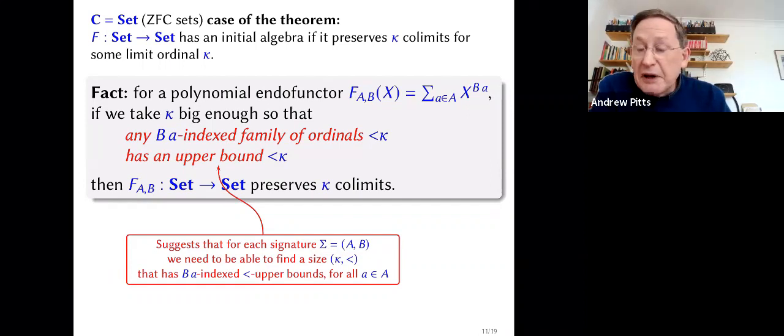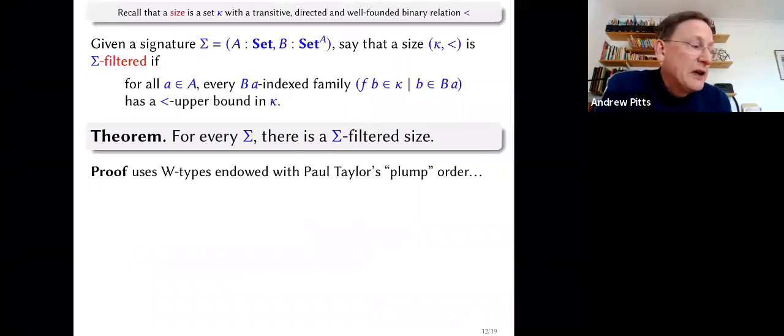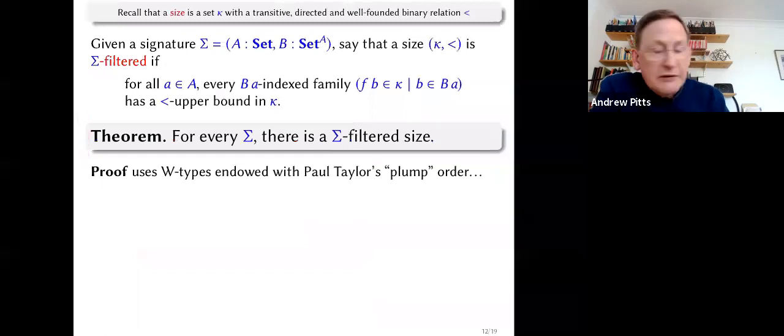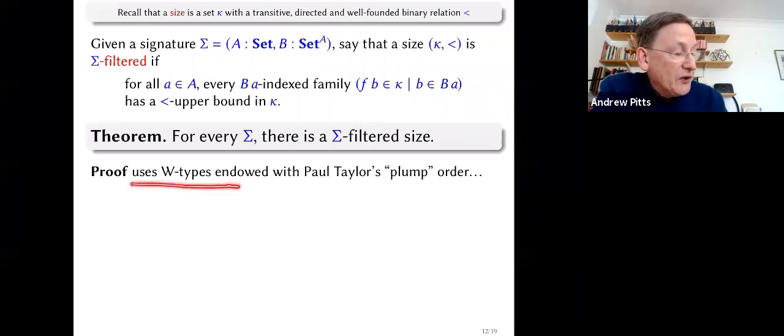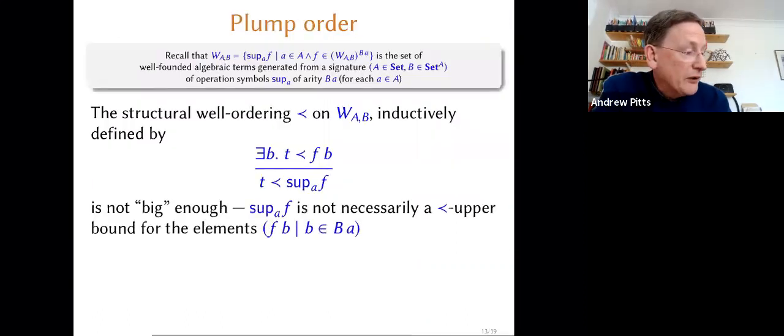What I've told you so far, interesting though it might be, is maybe not very surprising, but the next bit was a surprise to me, that one could find enough sizes in this rather straightforward sense. There's a theorem that says that for any signature, you can construct a sigma-filtered size. If sigma is our signature, a size is sigma-filtered if it's got upper bounds for every arity-indexed family using the arities from the signature. And the fact is that we can find enough such sizes. The proof I'll show you uses W types, which is why I mentioned them to begin with, and a certain well-founded ordering on them, not the one you'd first think of, but the one that Paul Taylor came up with some time ago.